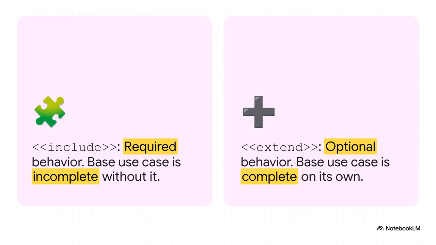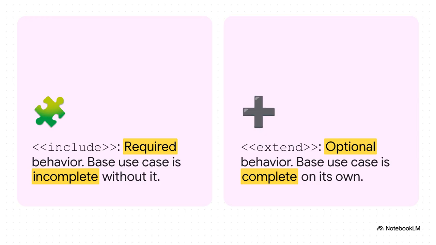Let's put these two side by side, because that's the best way to see the difference. Include is for required behavior. The base use case is literally incomplete without it. Extend, on the other hand, is for optional behavior. The base use case is perfectly fine on its own. And the other critical thing to burn into your memory is the arrow direction, because they're opposites. For include, the arrow points to the required piece. For extend, the arrow points back to the thing it's extending.